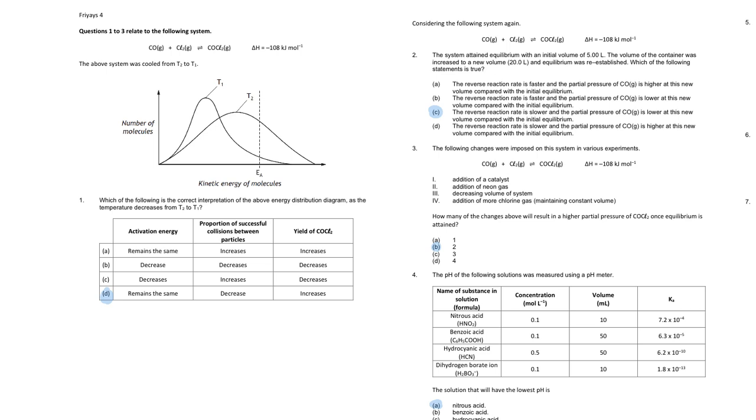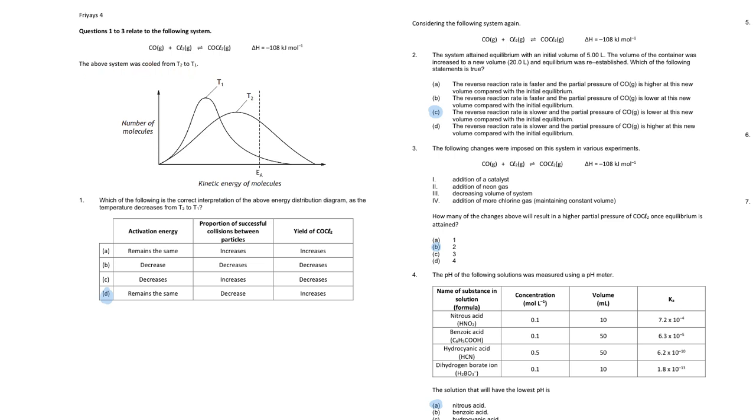All right, so let's go through this. Number one, this is the above system, and this above system was cooled from T2 to T1. Now, this bit here is a bit tricky. You've really got to make sure that you read the stuff here, because a lot of people went, oh yeah, T1 to T2, and then made information about that. So you've really got to read the information that the above system was cooled from T2 to T1.